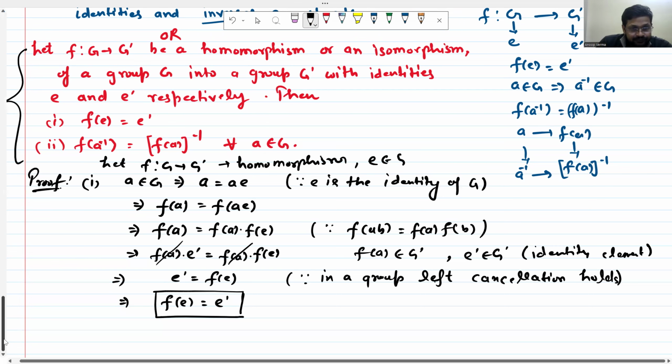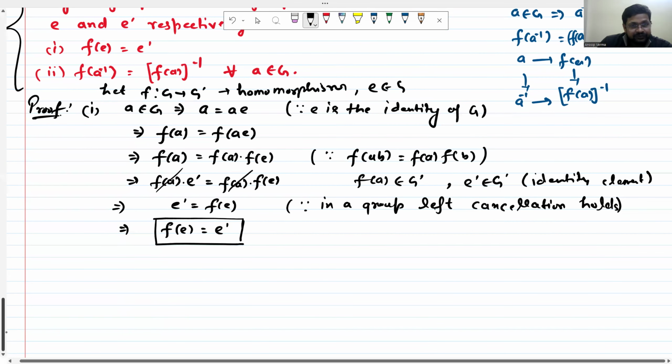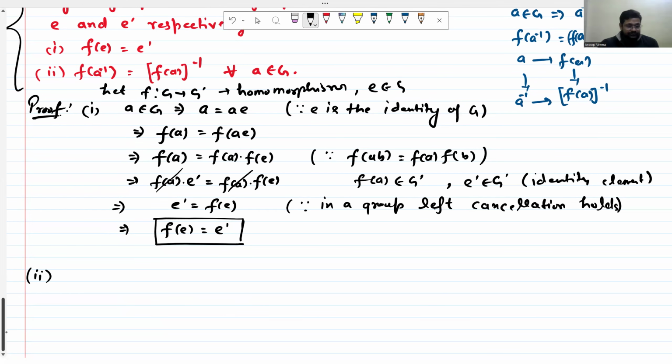The first one is proved, now the second. Similarly, let us prove this one also, it is very easy. So what we will do, again, because we have proved this, we can also use it in proving the second. Okay, this thing we can use.